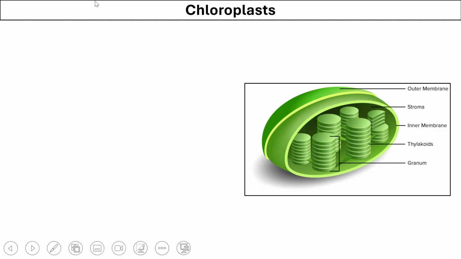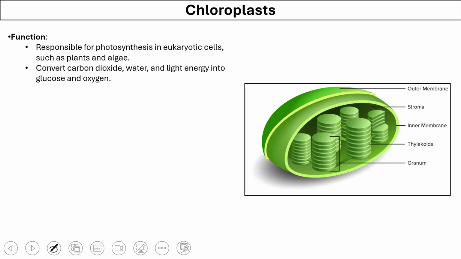Next organelle which is unique to plant cell is the chloroplast. Chloroplast is involved in photosynthesis. It's present in plants and algal cells. It converts carbon dioxide and water into glucose and oxygen in the presence of sunlight.